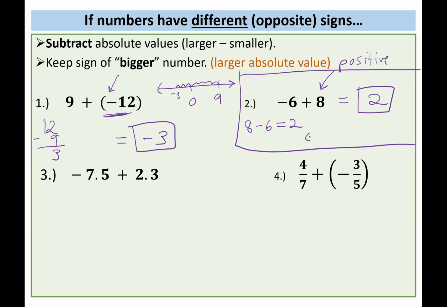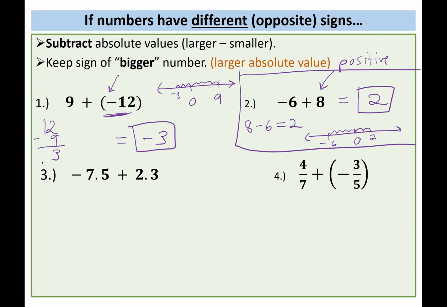Once again, if you sketch it out on the number line, here's 0. If I start over at negative 6, and then I count up 8 spaces, the first 6 spaces would get me to 0, and then 1, 2 more, then I'd land at positive 2. So you can visualize that to help remind you about the sign of your final answer.